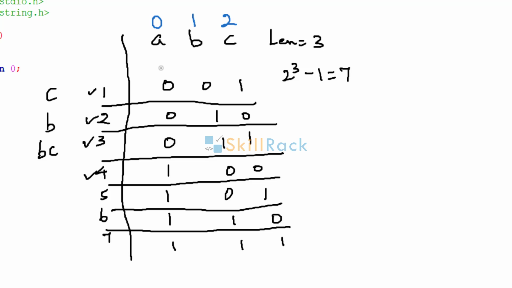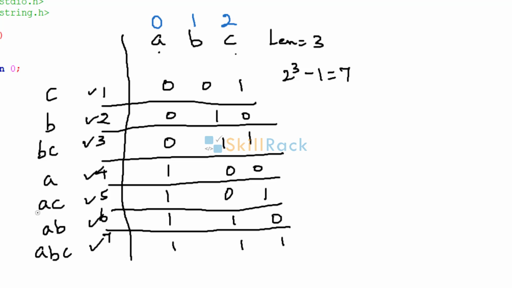Then for 4, it is 1, 0, 0. So 1 is here. What is the corresponding character? A. So write down A. For 5, first and last bits are 1. What are the corresponding characters? A and C. So write down AC. For 6, first 2 bits are 1. So what are the corresponding characters? AB. So write down AB. For 7, all the 3 bits are 1. What are the corresponding characters? ABC. So write ABC.